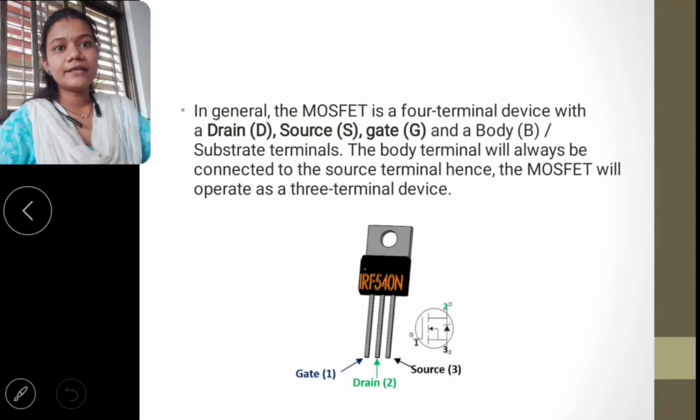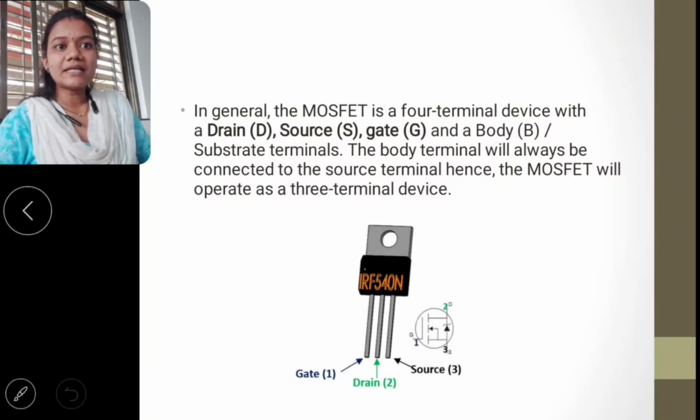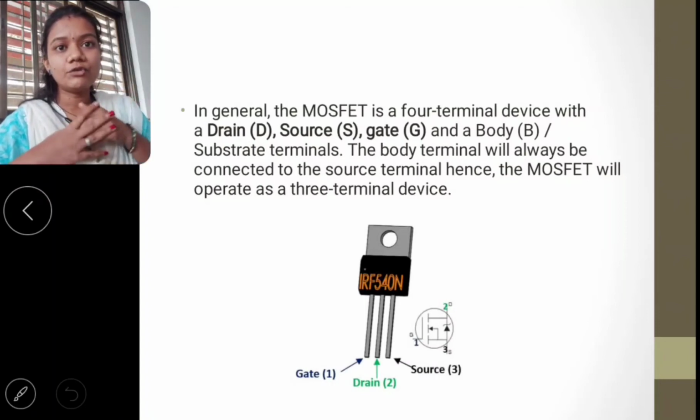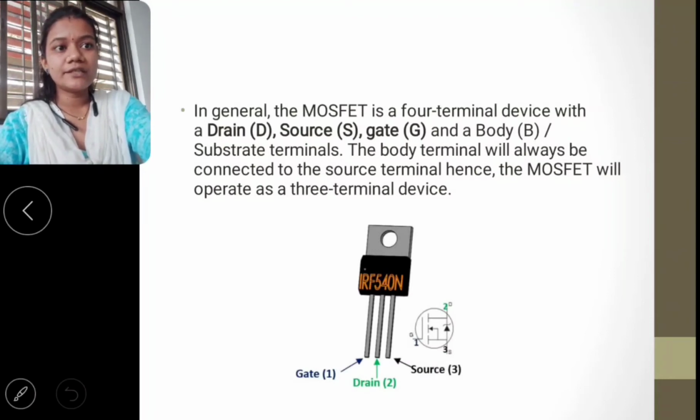The terminals are gate, drain and source. Normally, MOSFET has 4 terminals. First is your drain, next is your source, third is your gate, and fourth terminal is the body, or we can say substrate. This body or substrate terminal will always be connected to the source terminal. So they are combined and form one terminal, which we can call the source. So it will operate as a 3 terminal device. It has 4 terminals, but it operates as a 3 terminal device.